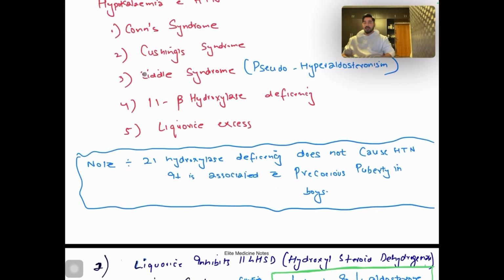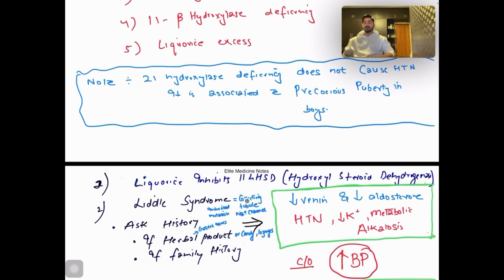Second thing, we should be aware of Liddle syndrome. What happens in Liddle syndrome is there is an inherited mutation of the collecting tubule sodium channel. So there will be increased sodium reabsorption, but there will be no increase in the aldosterone. So this isolated increased sodium reabsorption we can differentiate because there is decreased aldosterone, but in Conn syndrome there is increased aldosterone.